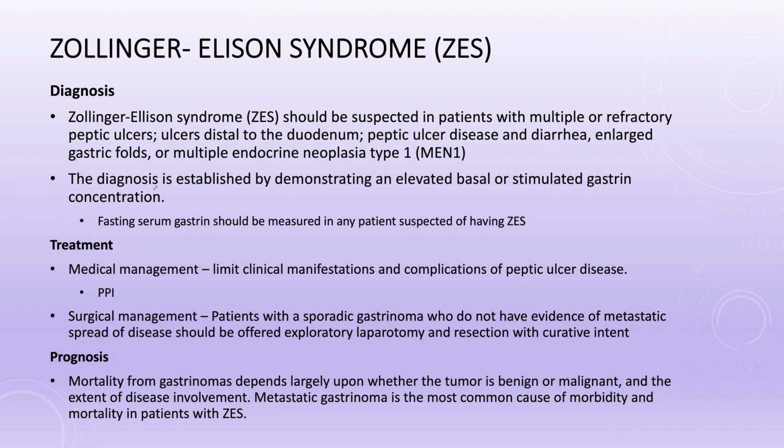You diagnose them. The best initial test is the fasting serum gastrin. That will help you determine whether or not we have this type of tumor, and it can be malignant. Medical management, you want to limit manifestations and complications of peptic ulcer disease by giving PPIs, and then most of the time you have a sporadic gastrinoma, and hopefully you can go in and remove it. If it has already metastasized, then it is very difficult to treat. So that's just something to mention here.